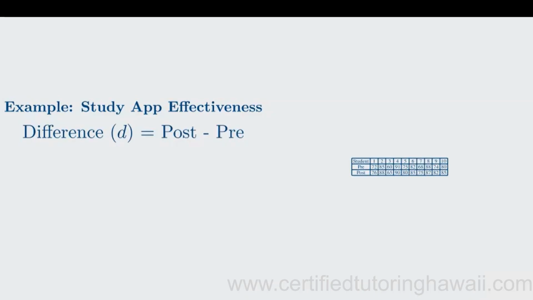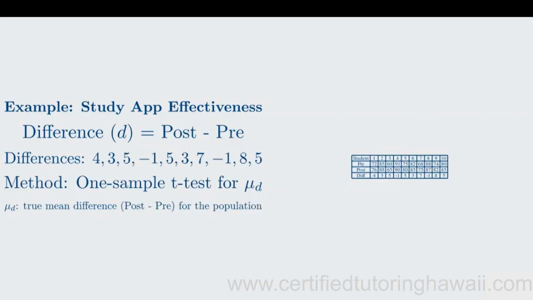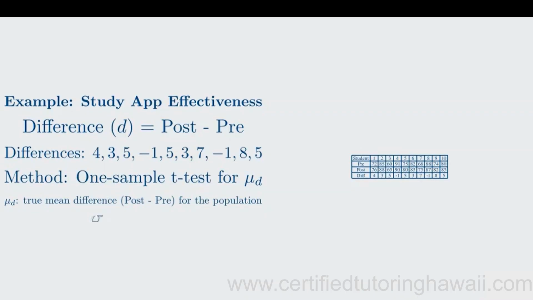The differences are 4, 3, 5, -1, 5, 3, 7, -1, 8, and 5. The appropriate method is a one-sample t-test for a population mean difference. Next, we define our parameter mu sub d. It represents the true mean difference in math quiz scores, post-app minus pre-app, for all students who might use this app. Our hypotheses. The null says the app has no effect, so the mean difference is 0.